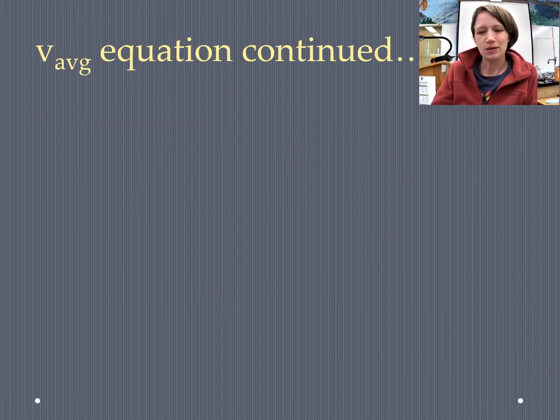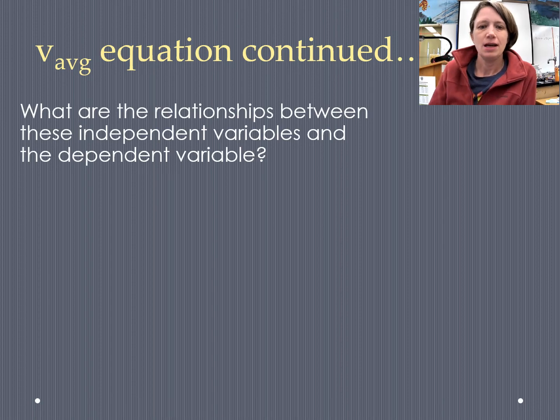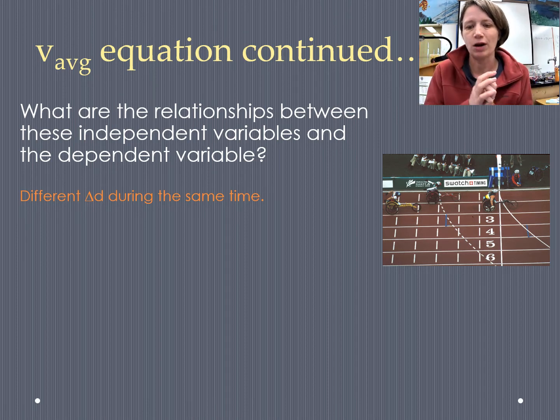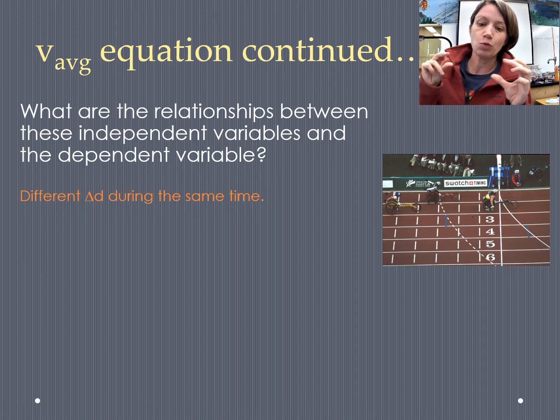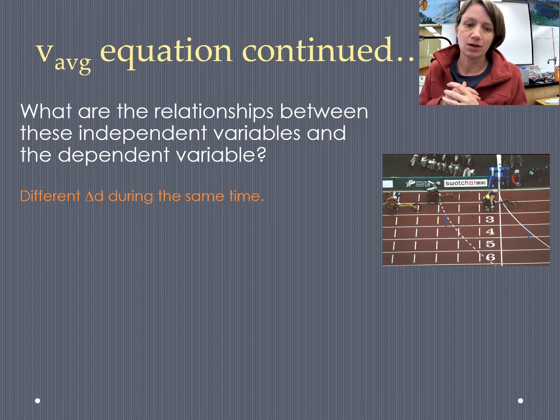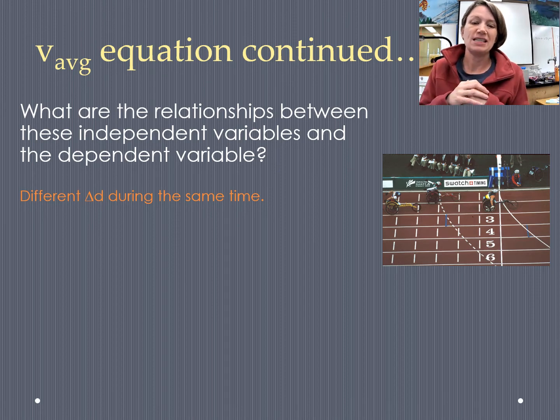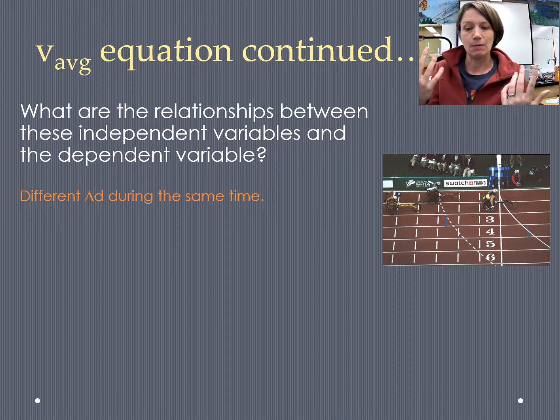Okay, so in order to figure out the equation for average velocity, we need to figure out how each of our independent variables will affect the average velocity, which is our dependent variable. So to do this, I like to do either a series of experiments or thought experiments to try to figure out how changing just one variable by itself is going to affect it. So the first question is, what would happen if two objects or people covered a different amount of distance in the same amount of time?